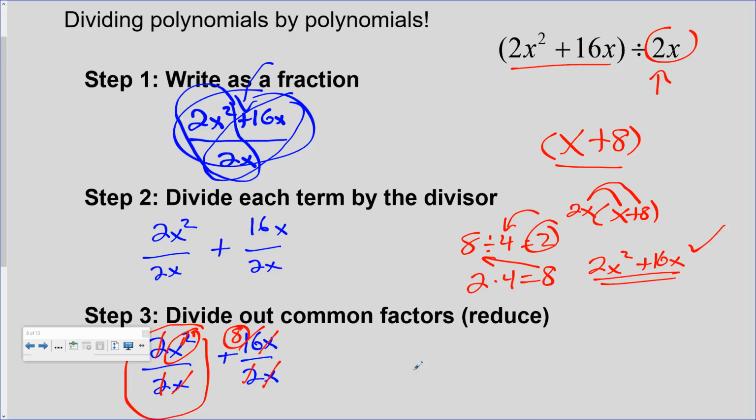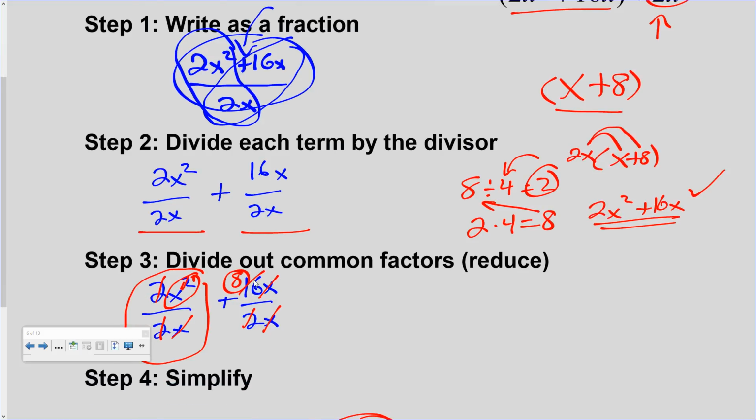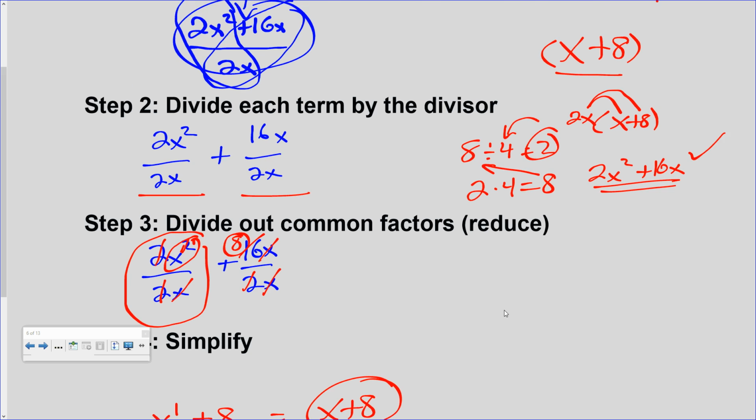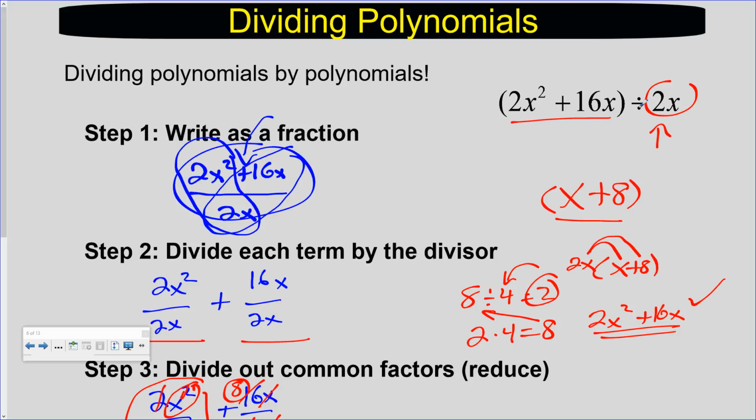Okay? So the first step is to write it as a fraction. Then you want to divide each term by the divisor, basically break that fraction into two different fractions. Divide out the common factors. We're just reducing. Look for the things that can be divided out of each fraction, and then simplify it. Pick out the parts that you didn't eliminate and rewrite it. And then to check it, multiply that by your original divisor, and you should end up with what you started with. Let's do it again.